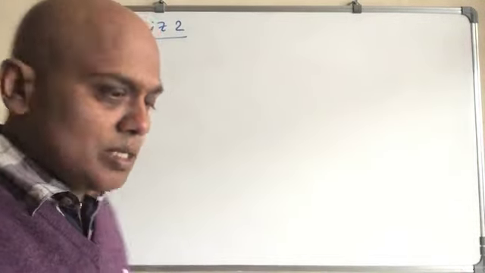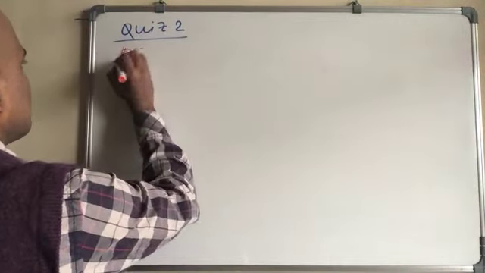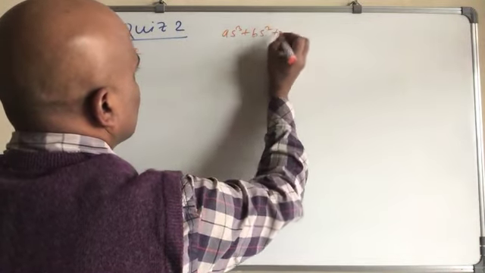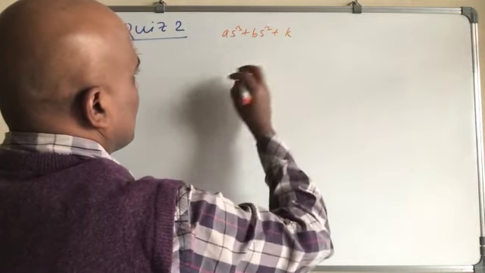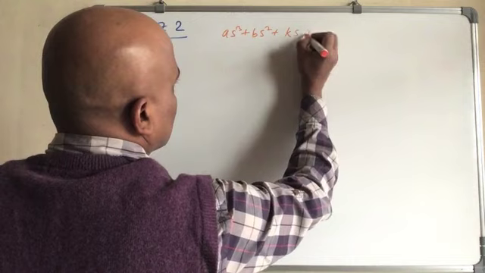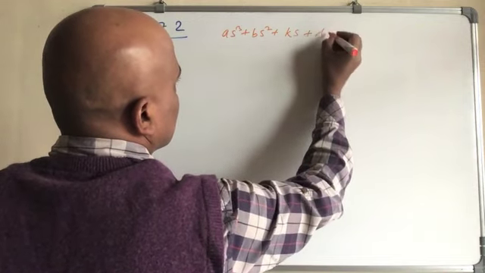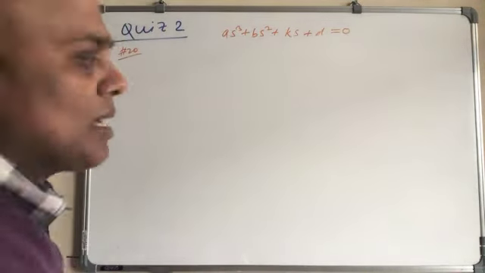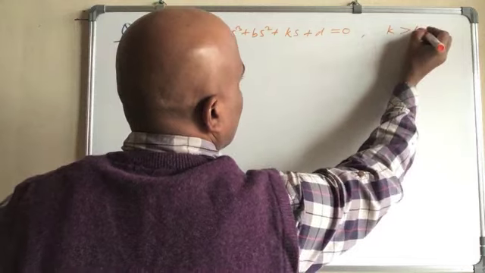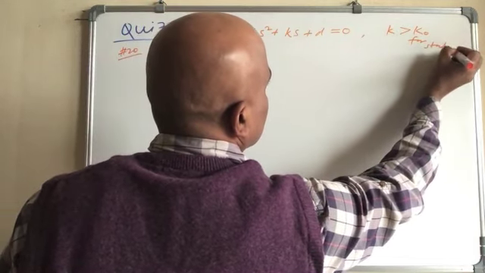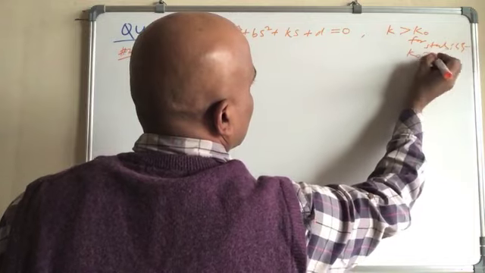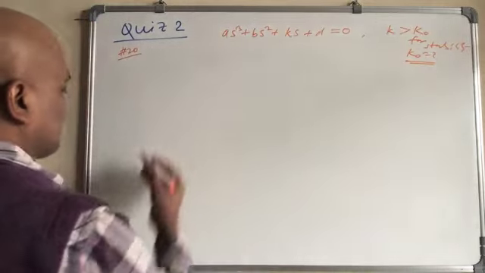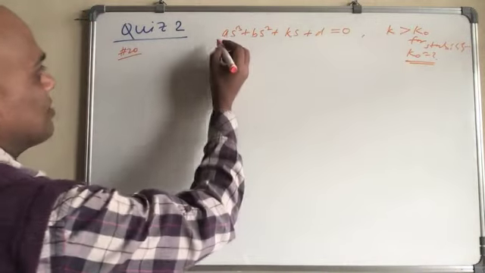The next question is 20. Given A S cube plus B S square plus K S plus D equal to 0 is the characteristic equation, and asking if K is greater than K naught for stability, then K naught equal to what? That's what it asks. So for that we have to check the Routh's stability criterion.